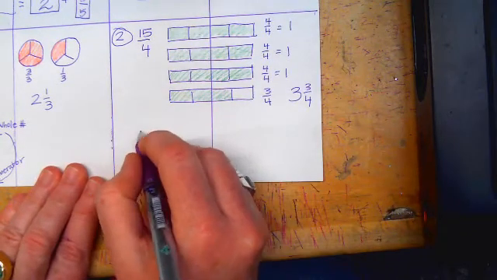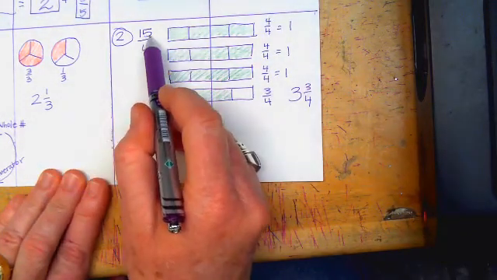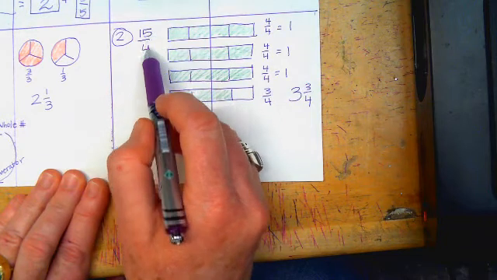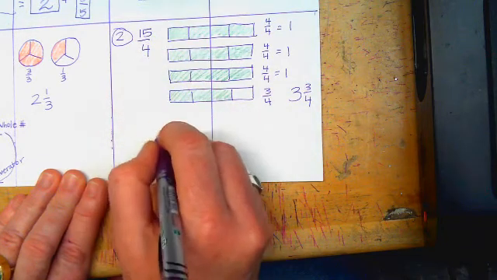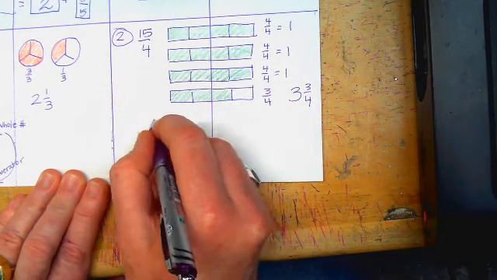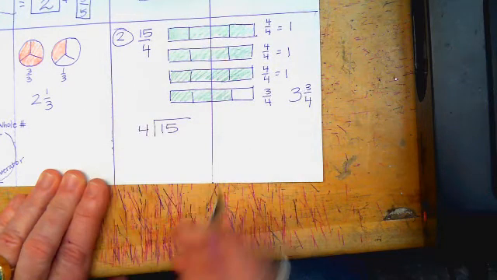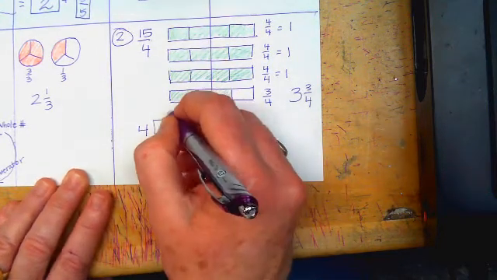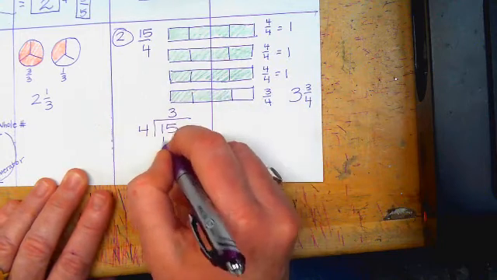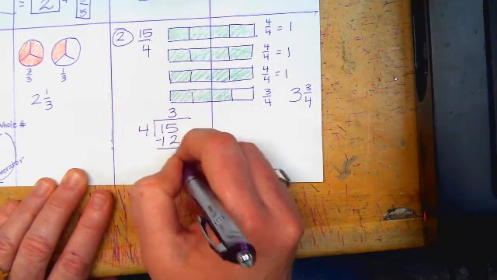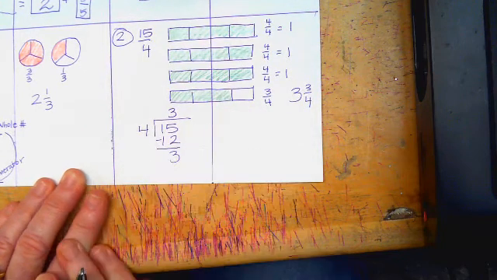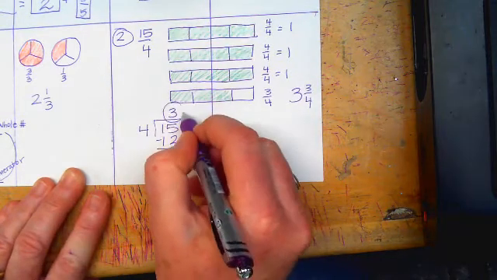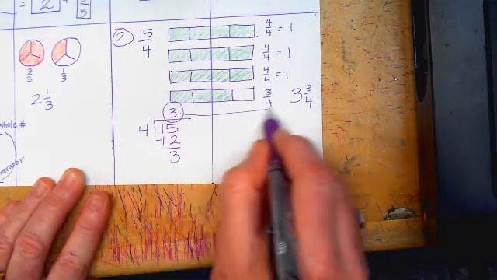Another way is to use the fraction bar, and this would be said as 15 divided by 4. So we would take 15 divided by 4. 4 will go into 15 3 times, right? 4 times 3 is 12. And that gives us 3 left over as our remainder. This is our whole number 3, right? That's this.